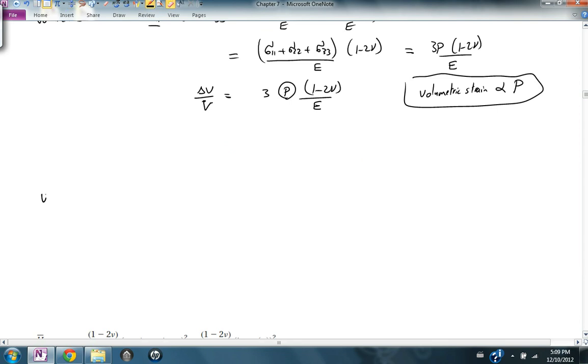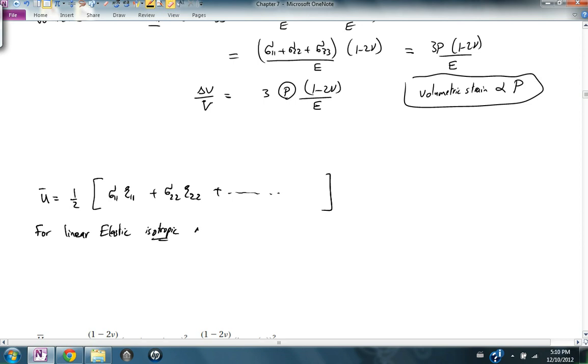We know that the strain energy is equal to 1 over 2 sigma 1 1 epsilon 1 1 plus sigma 2 2 epsilon 2 2 plus, and so on. For linear, elastic, isotropic materials, we can show that U can be written as follows.